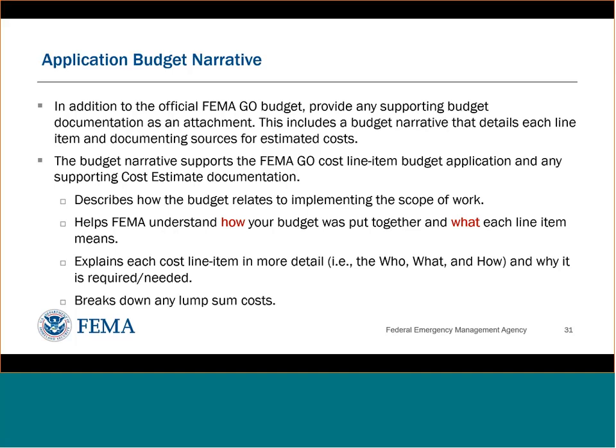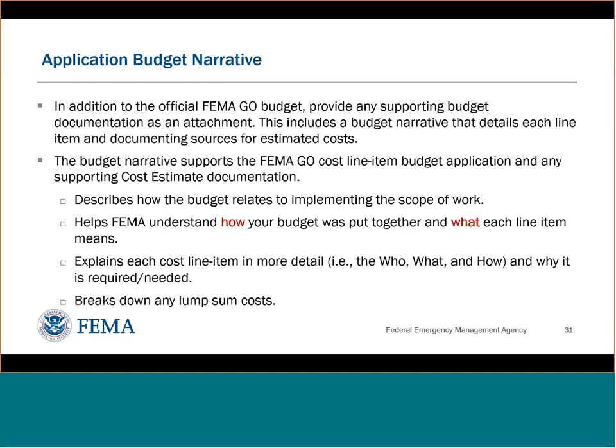One thing I would note about that is that what's helpful is to really describe how that budget relates back to implementing the scope of work. So again, it just helps us have that context to how and what each line item means. And then it just describes, again, that who, what, why, and how. So really it's breaking down any lump sum costs. And one thing that's important to note is that lump sum costs are ineligible.